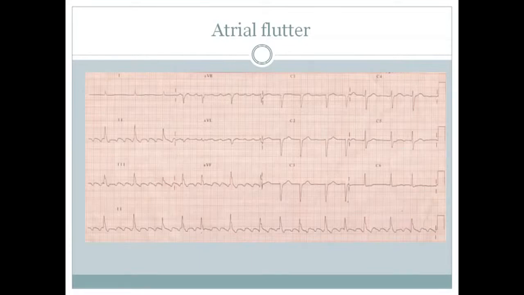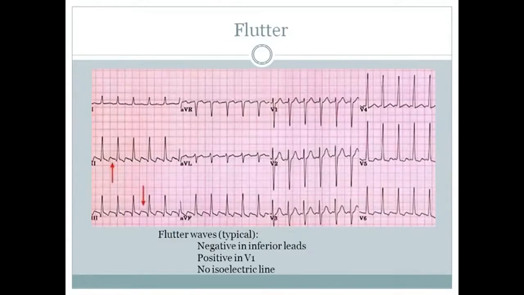This is 4-to-1 alternating with 3-to-1 block. Every 4 and every 3 flutter waves, it conducts 1 to the ventricle. You can have it fast, 2-to-1. When you have 2-to-1, you get confused: is this just SVT, is this a flutter? I'm not sure. But this is a perfect example. Real-life EKGs are not necessarily like this, but you can see there's no isoelectric line, you have this sawtooth pattern, very classic. Negative in the inferior leads, positive in V1.